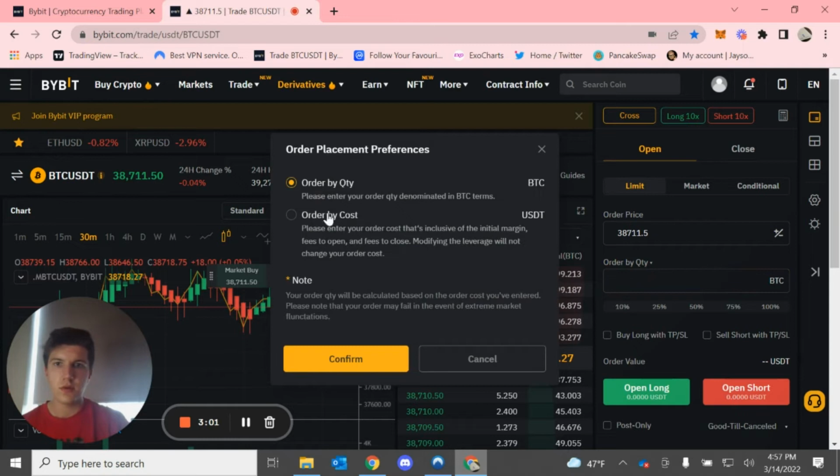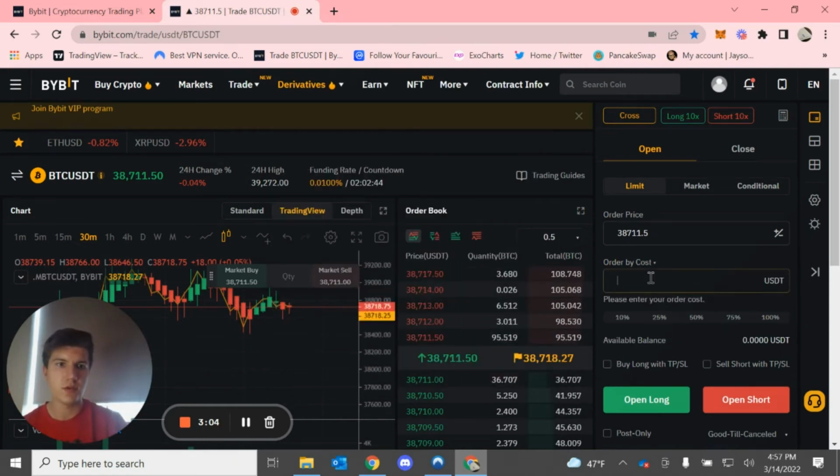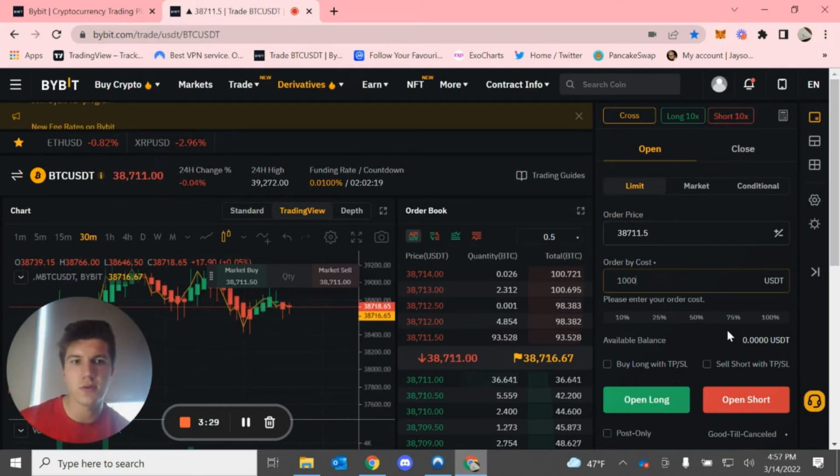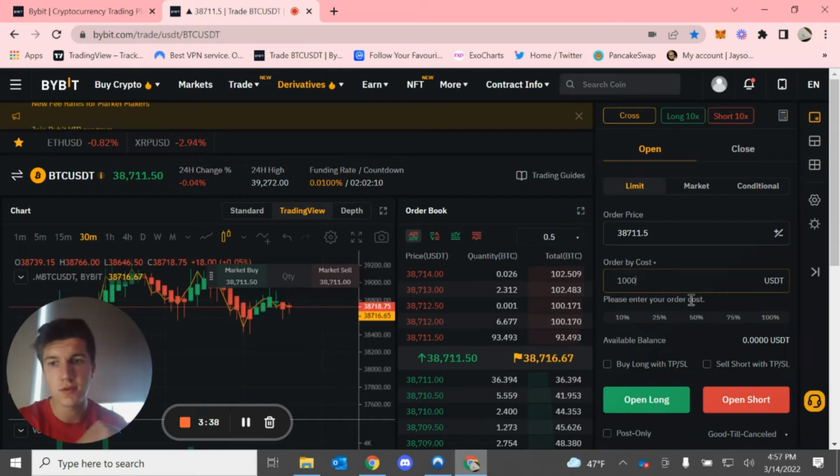You can also do order by cost, which again is just using USDT cost, or the amount in dollars. And that can be a simpler way to put in your exact position size instead of having to monkey around with how much Bitcoin is equal to your position size in dollars. So it's really up to you what you want to use. I personally use the USDT because it's a lot easier and a lot quicker, and I know my position size right away because it's in dollars and I don't have to worry about converting it to Bitcoin.